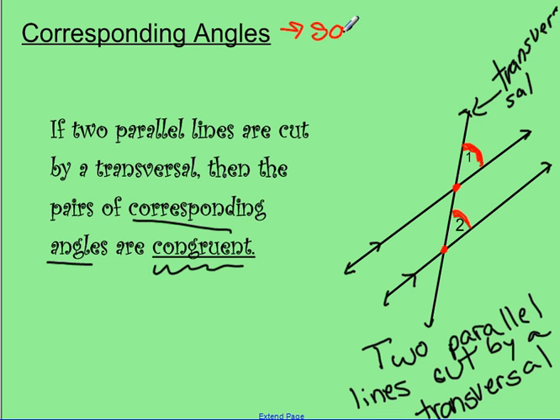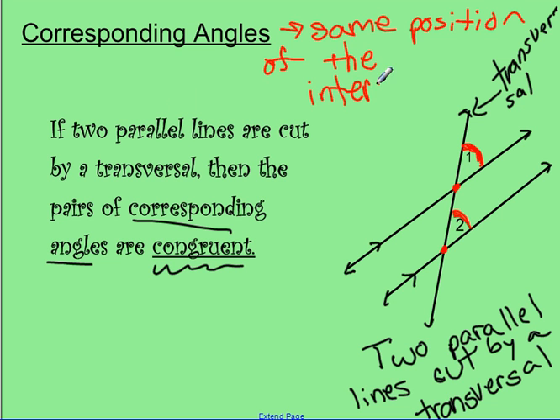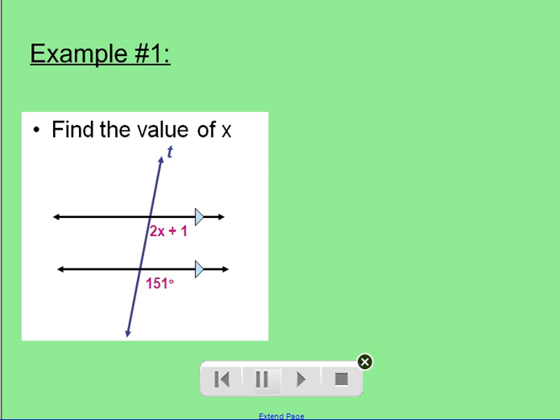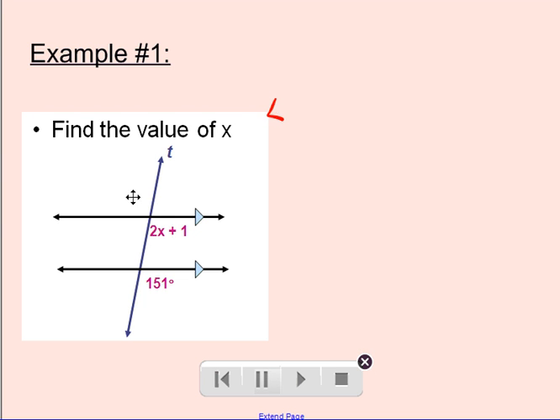Corresponding angles are in the same position of the intersections. And anytime you identify two angles as being corresponding, they are going to be equal. All right? So take these notes down. This part right here is in the fill in the blank section, and this stuff you're going to have to write off to the side. And we're going to work through an example. In this example, you have a situation where you have two parallel lines cut by a transversal. So you have these corresponding angles.